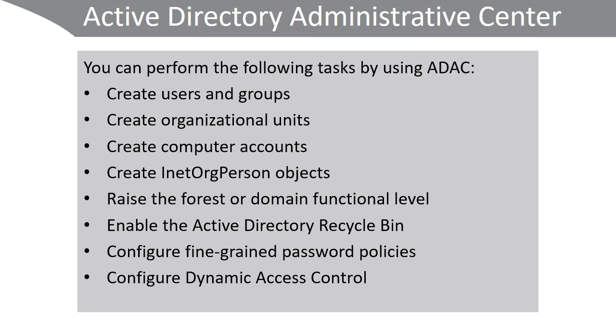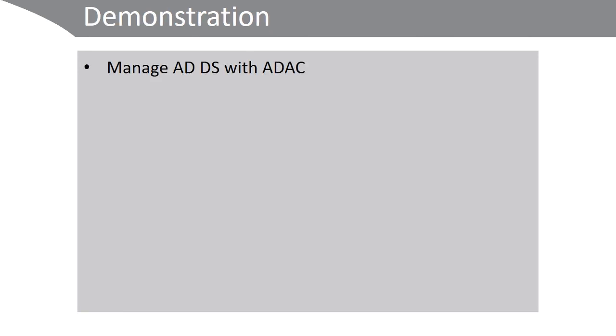Dynamic access control is the ability to control access to file resources based on criteria such as membership of a group or working at a particular office or other characteristics of a user. So it's a claims-based system. Let's take a look at managing Active Directory using the ADAC tool.